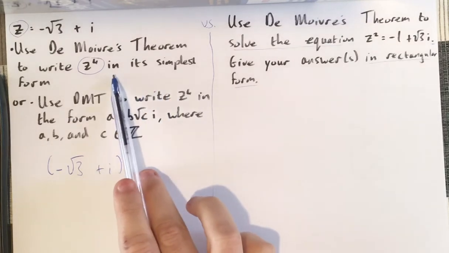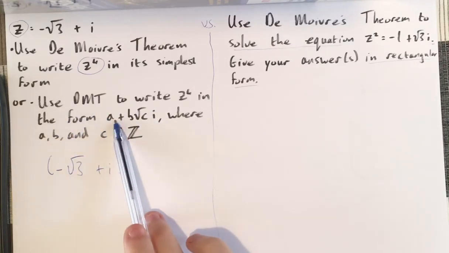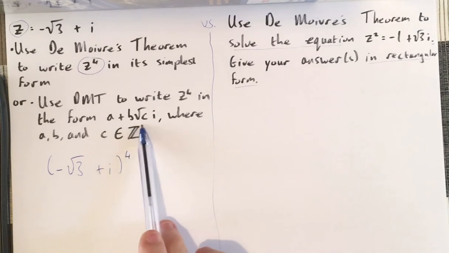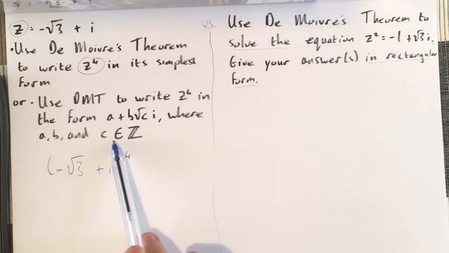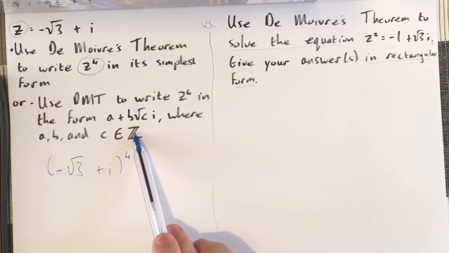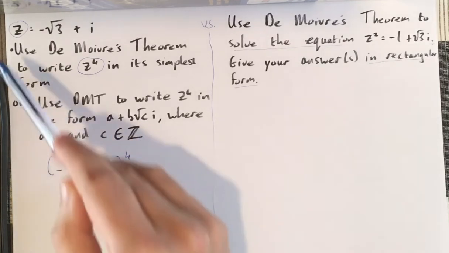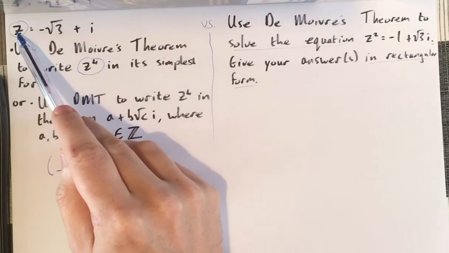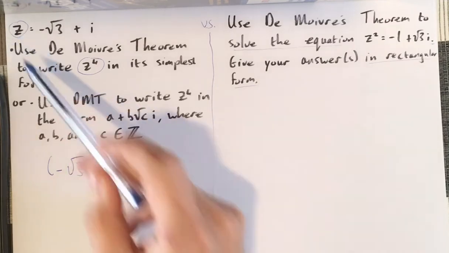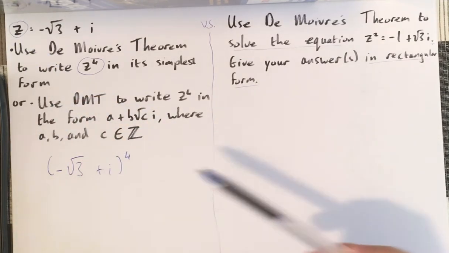When it came up, rather than saying in its simplest form, this year they said in the form a plus b root c i. So that's just rectangular form again, where a, b, and c are elements of, don't get confused here, this capital Z with the double line through it. That just means a, b, and c will be integers. So don't mix up the little z they use to denote, to label, to name complex numbers with this capital Z with the double line on the diagonal, which means integers.